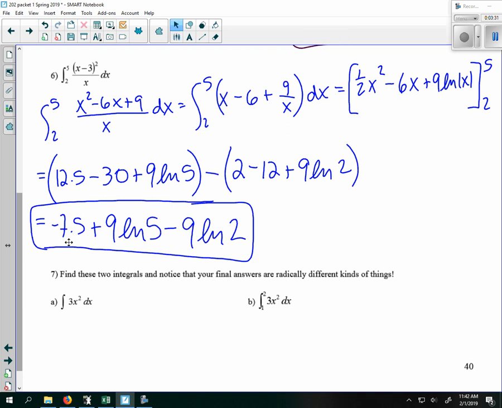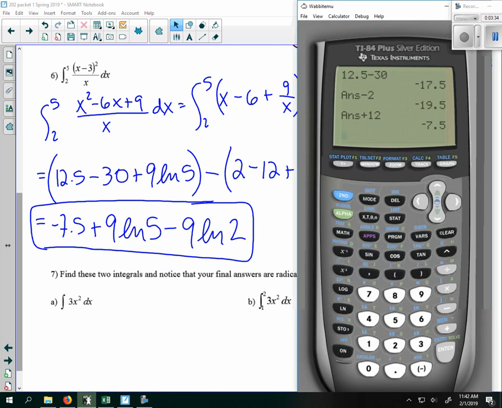All right, let's see if that fixes it. -7.5 plus 9 ln 5 minus 9 ln 2. Was that the answer? I think that was it. Yeah, that's it.